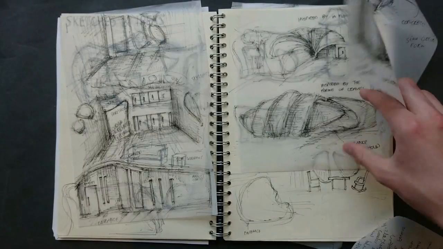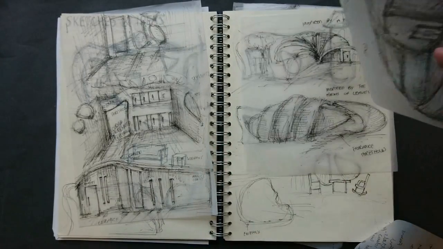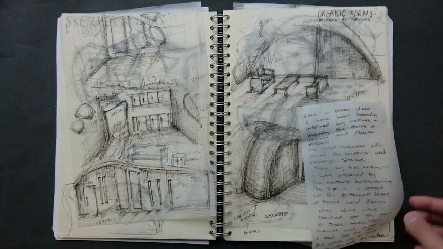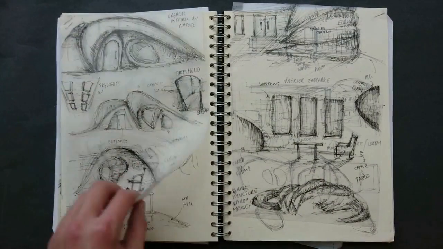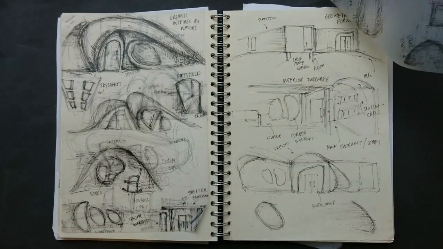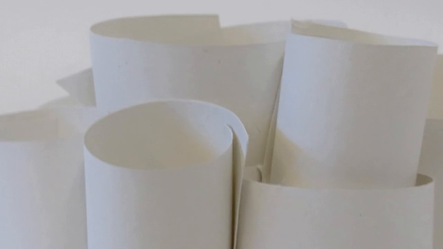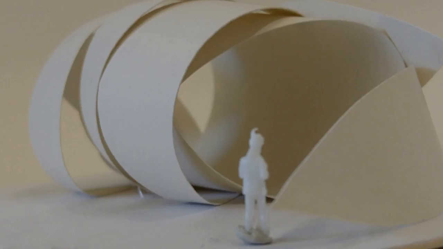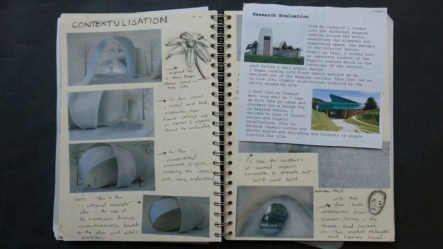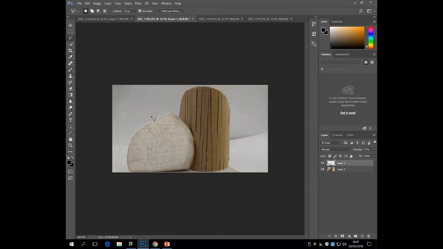My sketches are very loose and, as you see, heavily based around nature: the curves of the sketches and the forms they use. And from the initial ideas process, I took the sketches and implemented them in the models. So I used paper as they're very loose. And here is a contextualization of the initial idea model.